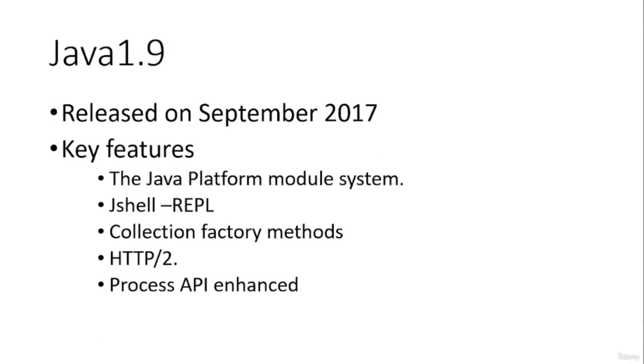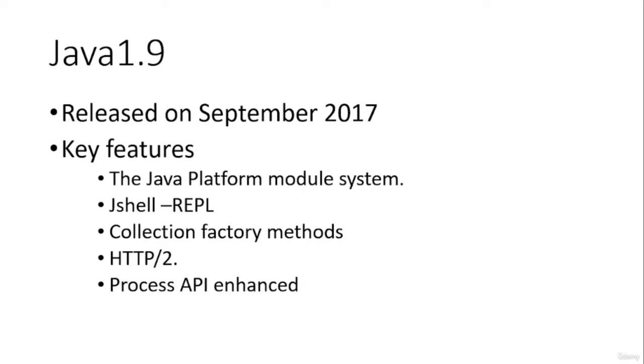Next we need to discuss Java version 1.9, which was introduced in September 2017. It brought about a big change in the Java community. The first thing was the Java platform module system, which divided everything into modules. Java previously was not modularized, so after 1.9 everything was modularized.